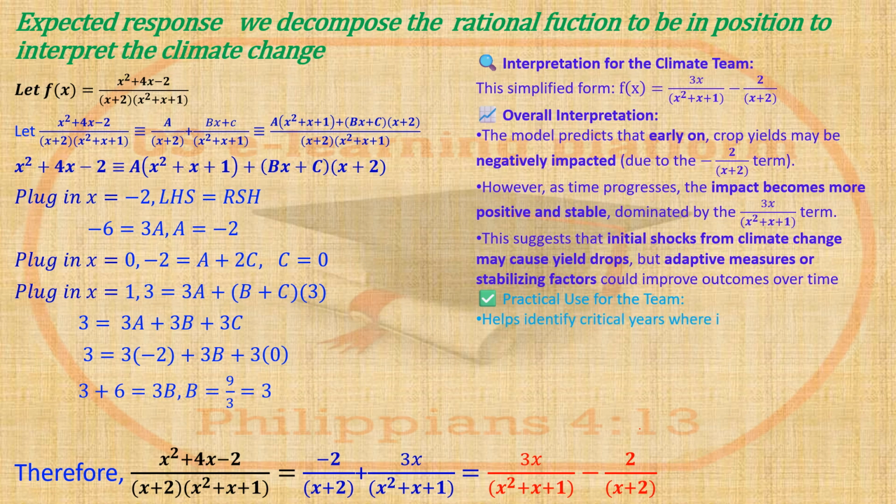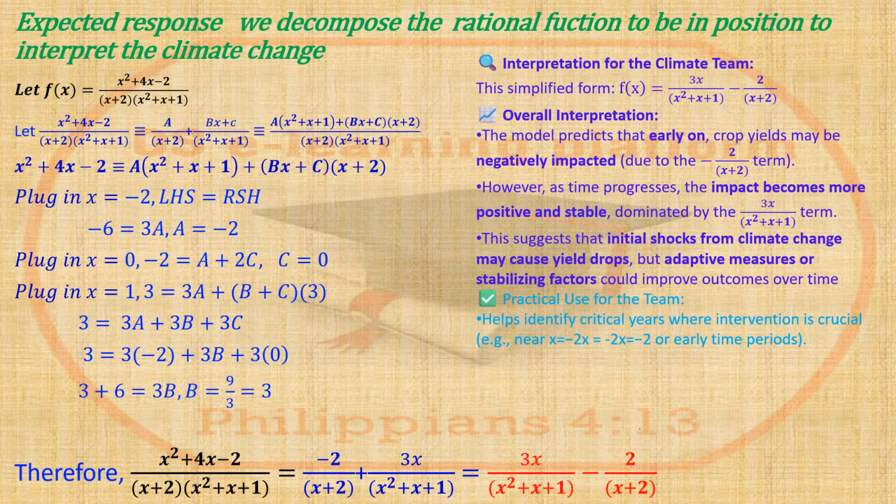So after analyzing all this, how do we use this? Now, practical use for the team. One, help identify critical years where intervention is crucial. Now, we look at the periods when the function is nullified. When we have x equal to negative 2, take only one x equal to negative 2. This is a repetition.